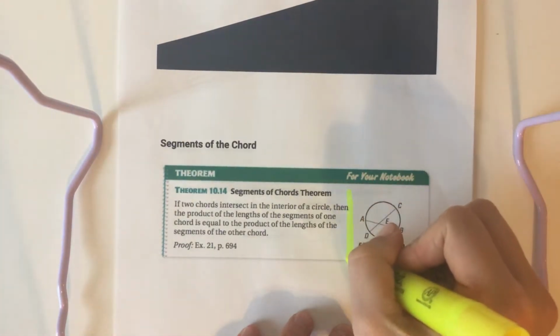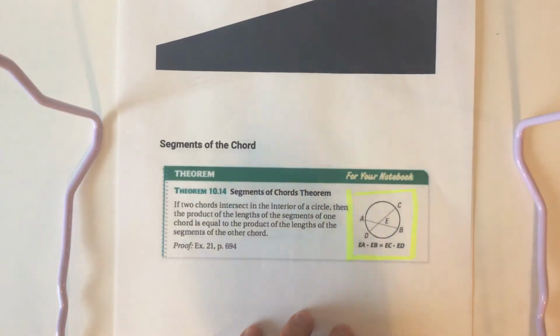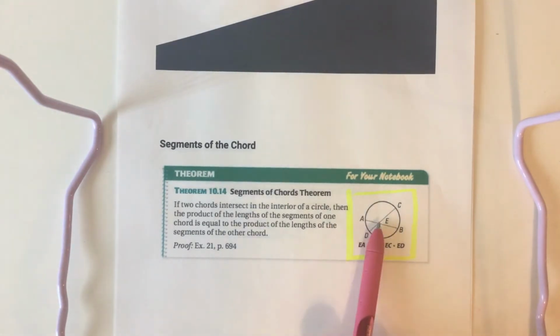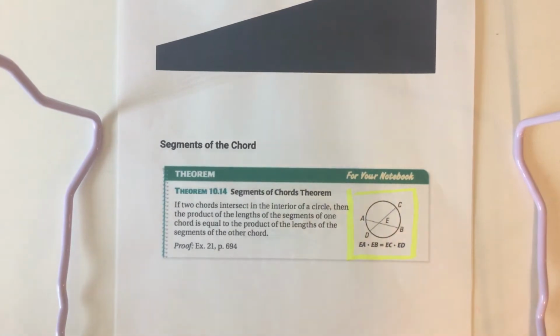So I would make sure you guys get the name of that theorem written down and get that picture written down along with this multiplication down here. A word that pops up a lot in here is product, and remember product means multiplication. So if we have 2 chords intersecting inside the circle, we know that when we multiply the pieces of the chord, the segments together, they're going to equal the same thing. So in this case, EA times EB is going to equal EC times ED. So basically just multiply the 2 pieces together and they're going to be equal.